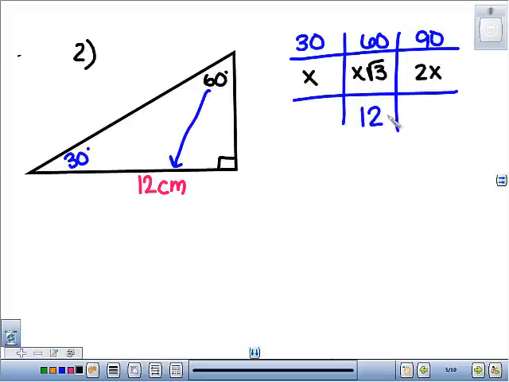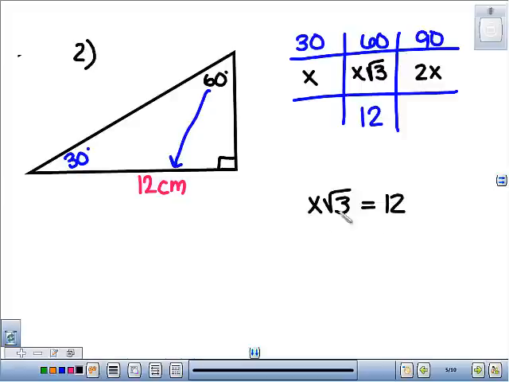A lot of people make the mistake here. They want to write 12 square root of 3 since there's a square root of 3 in the formula, and that's incorrect. It is 12 centimeters, so you just write 12. These are equal to each other. This means x square root of 3 is 12.